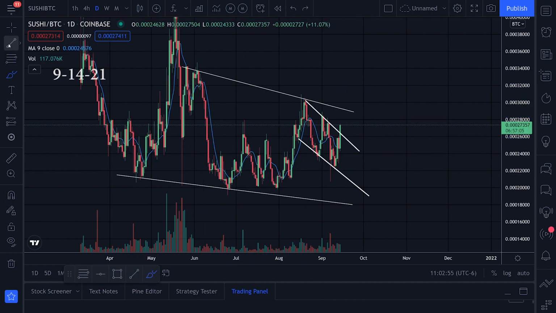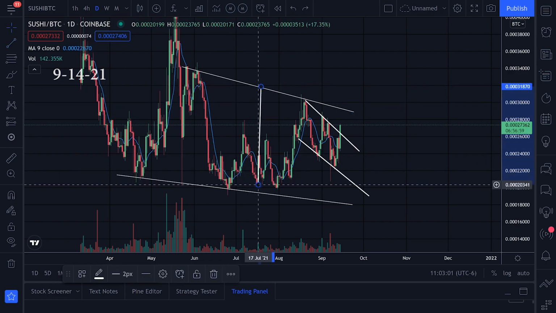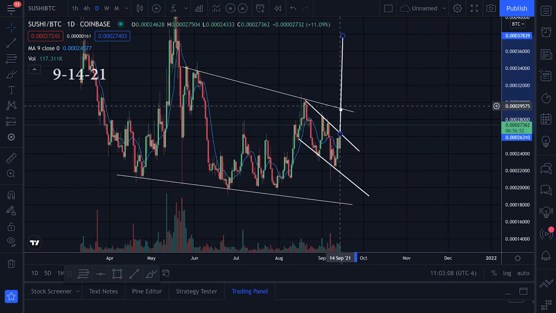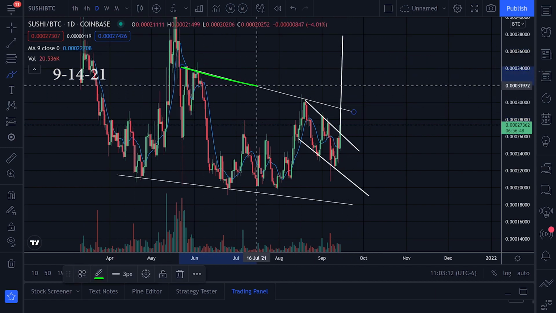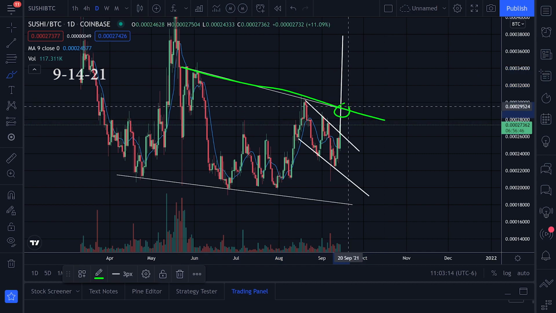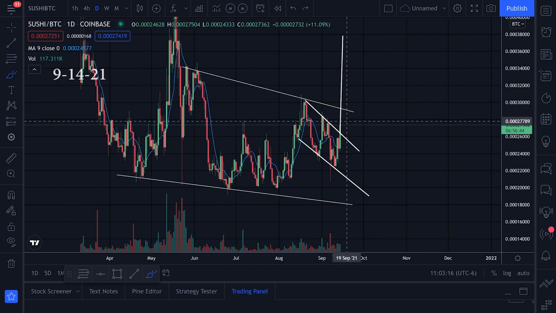So what we would do is target from the top to the bottom of this cup. I'm not super familiar with cup and handles, I rarely see them. I think it's something like that, from the top of the cup to the bottom of the cup. We drag it to the breakout, and we're looking at something like that, guys. If we could break this trend line right here, Sushi Swap might be in for a big move.